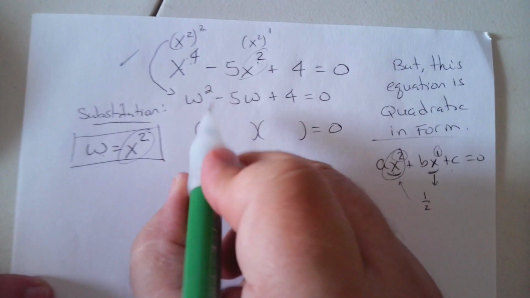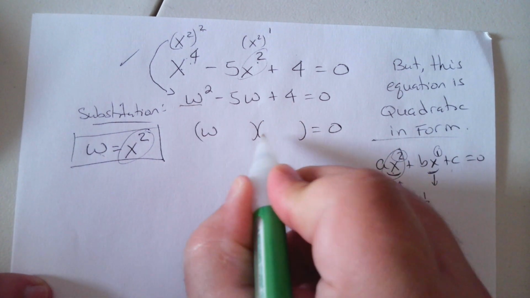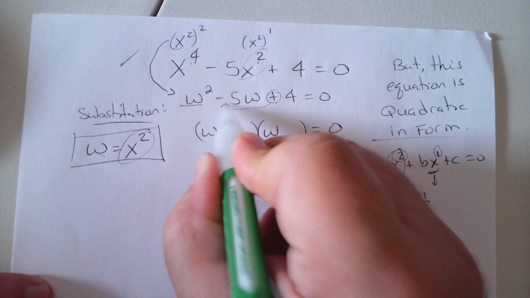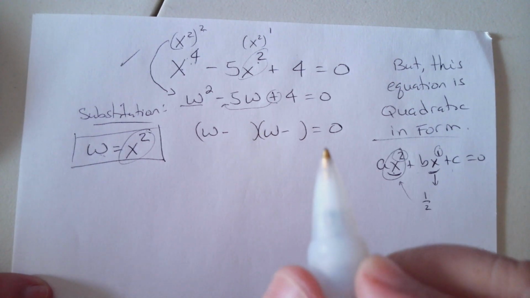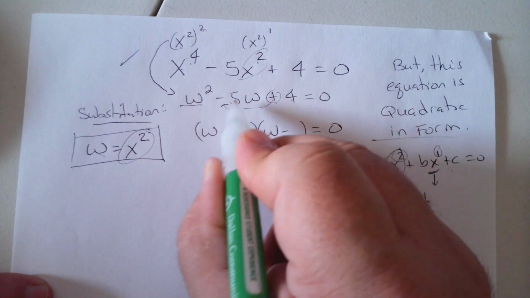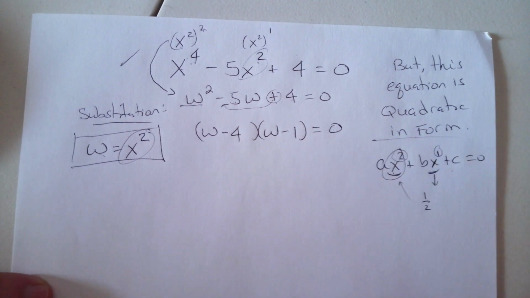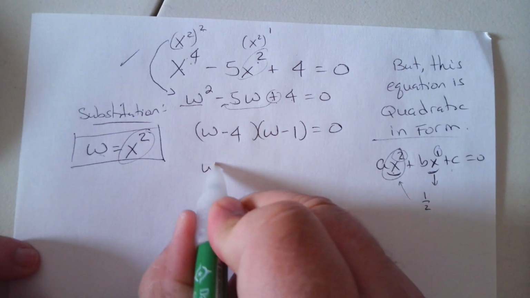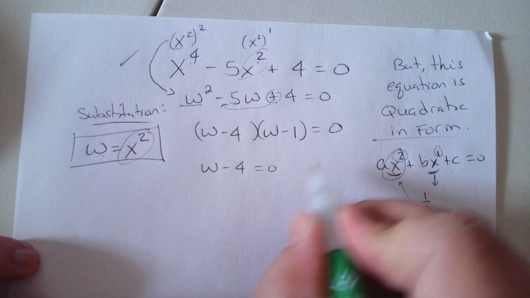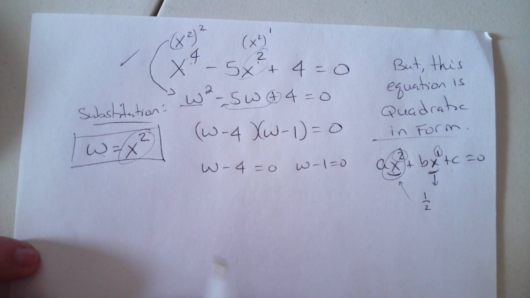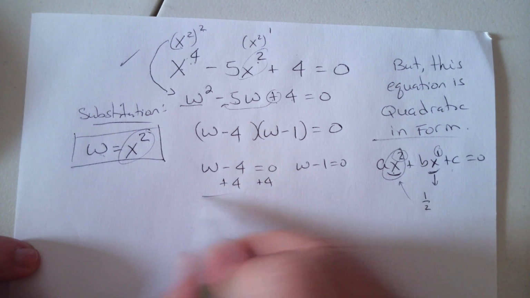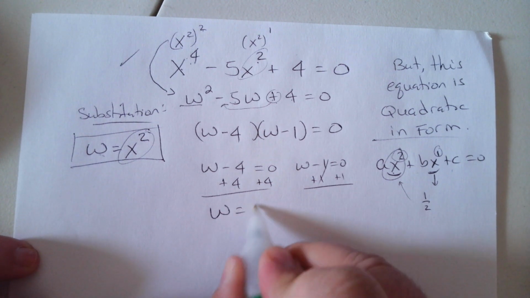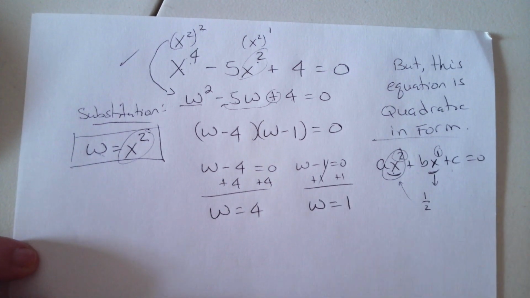So let's factor it. Again, w, w. Look at the second sign, it's a plus, so they're both the same. The first sign, they're both minus. What times what is 4? When you add them, you get 5. 4 and 1. 4 times 1 is 4. 4 plus 1 is 5. Set them both equal to 0. Solve. So I get w equals 4. W equals 1.